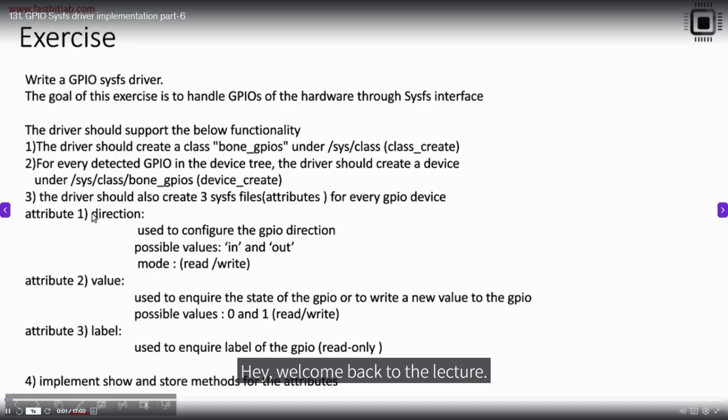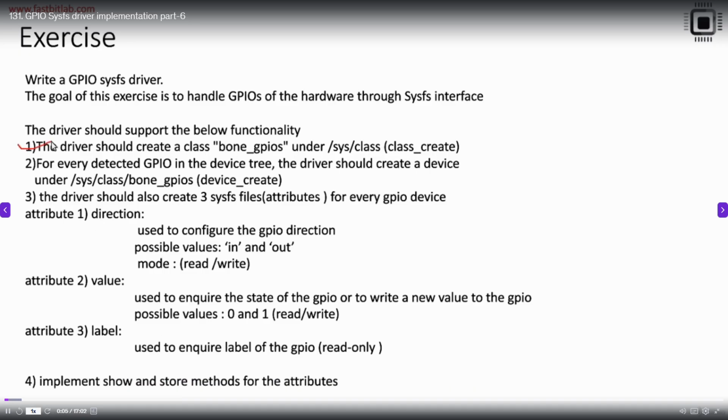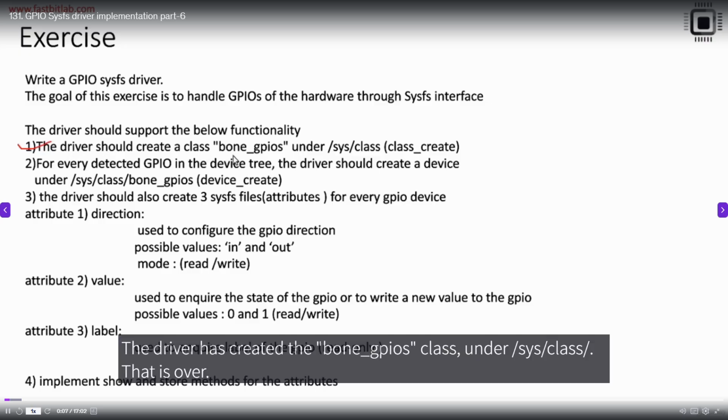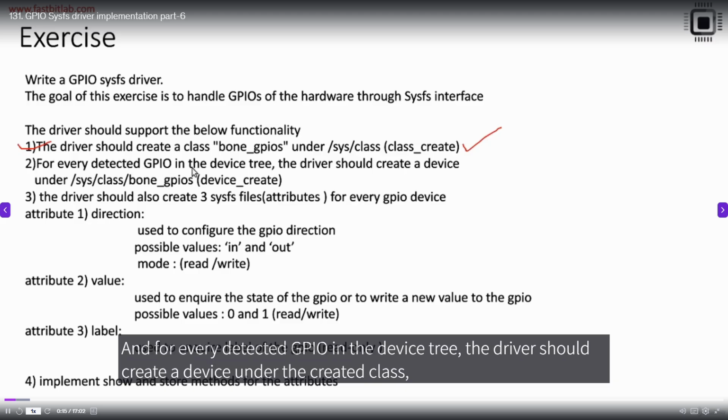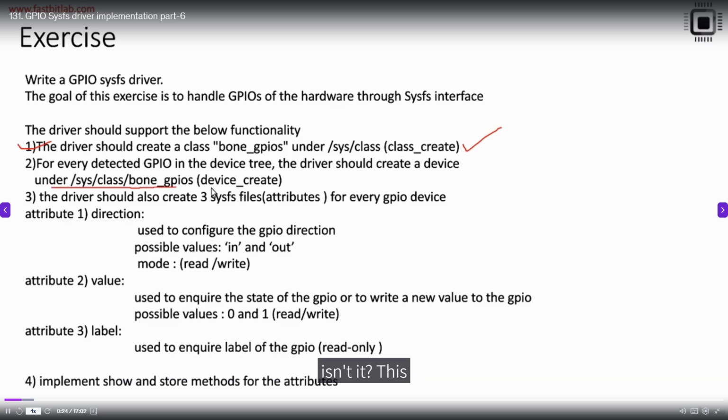Hey, welcome back to the lecture. So far we have completed these steps. The driver has created the Bone GPIOs class under sys class, that is over. And for every detected GPIO in the device tree, the driver should create a device under the created class, isn't it? This we haven't done, so in this video we are going to do this.